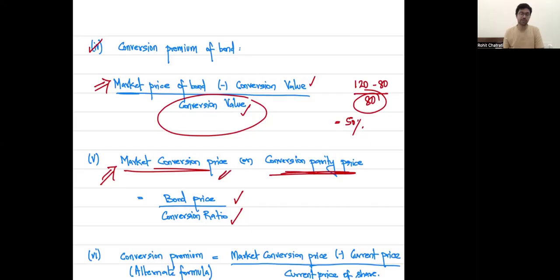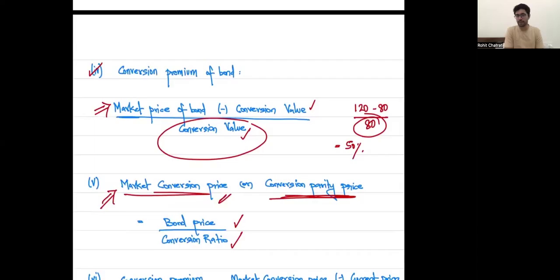This market conversion price can be compared with the market price per share. If the market price of the equity share is exactly equal to the market conversion price, then you're at no gain or loss. If it is greater than the market conversion price, you will exercise the option and you're at a gain. If it is less, you do not exercise the conversion option and you receive the redemption value.